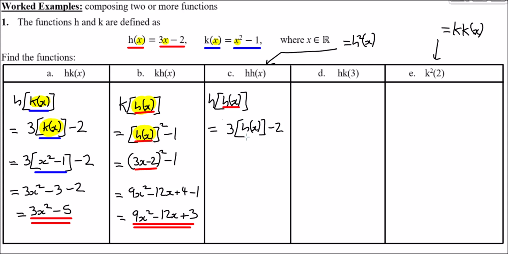So that's h of h of x so far. Then we just infill algebraically what h of x actually is. So h of x is 3x minus 2, and all of that, of course, subtract 2. Then expand. We have 3 times 3x, which is 9x, 3 times minus 2, which is minus 6, then minus another 2, which simplifies to 9x minus 8.